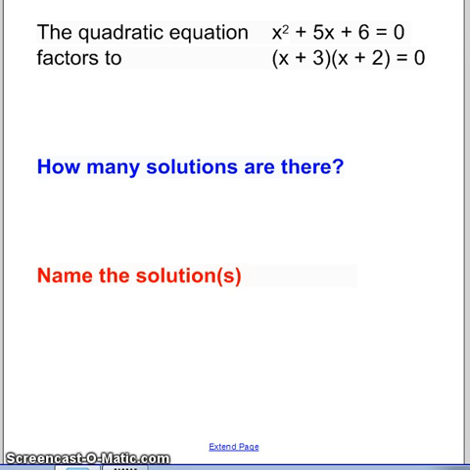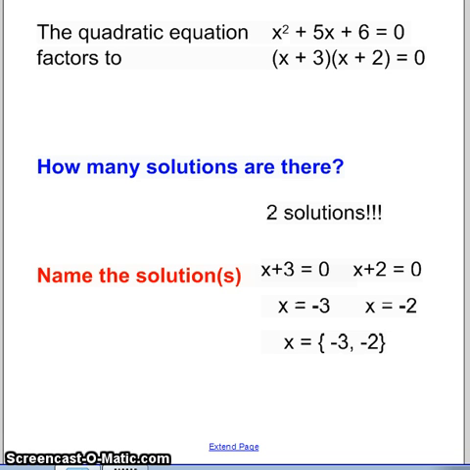One of the solutions is going to be whatever makes the first part equal to 0. It's going to be -3 because -3 plus 3 is 0. And the other solution is going to be whatever number makes the second part 0. It's going to be -2 because -2 plus 2 is 0. So this will have two solutions, and the two solutions will be -3 and -2.